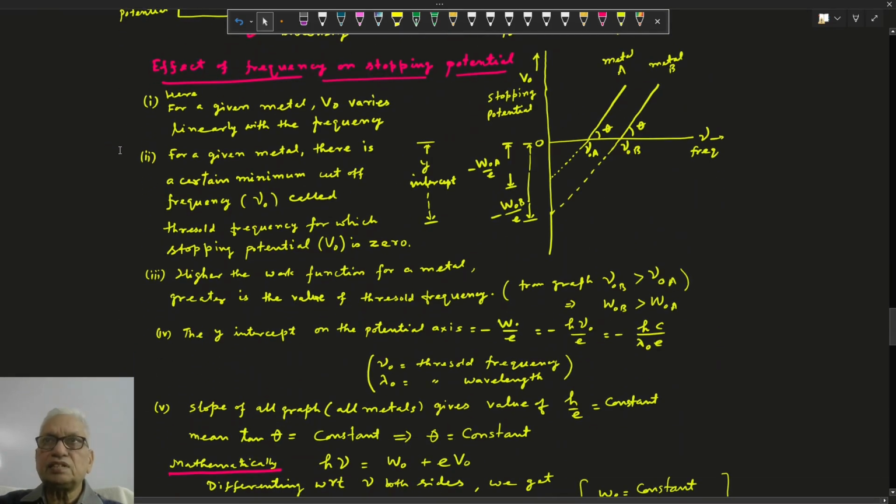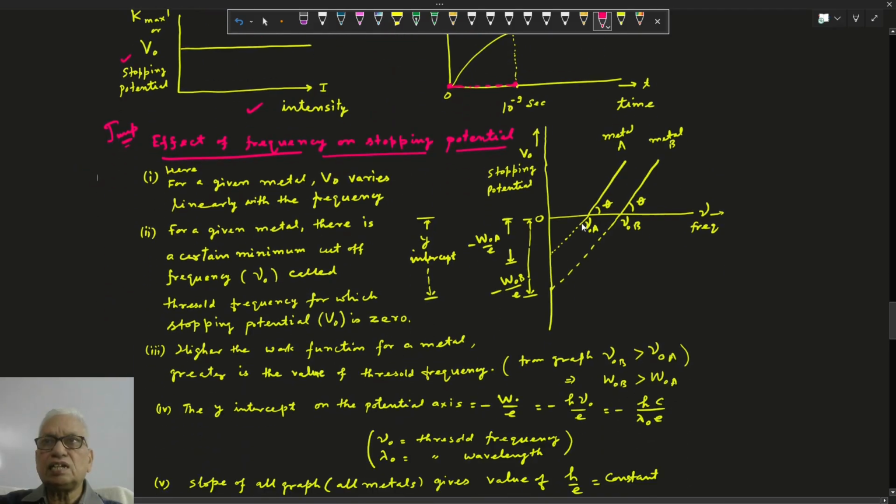This is a very important graph here. We have already discussed this one: stopping voltage versus frequency. It is the same graph we discussed for kinetic energy and stopping voltage, since eV naught is equal to the maximum kinetic energy. So this is the graph for metal A, for metal B, and this is the threshold frequency for A, this is the threshold frequency for B. Extending this, we get the y-intercept, work function divided by the electron charge e, for B also. If the threshold frequency for B is more, then the work function will be more for B than A. If the work function is more, the y-intercept is more for B than A.